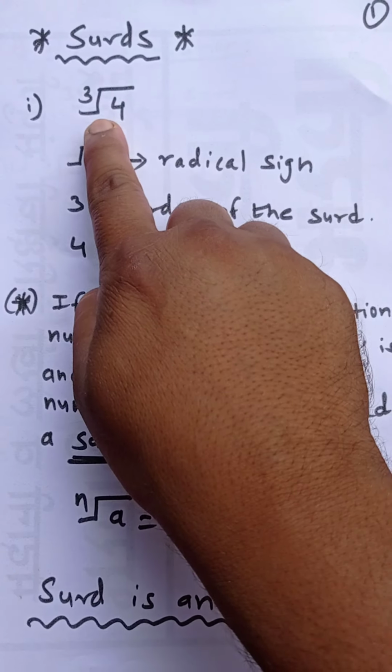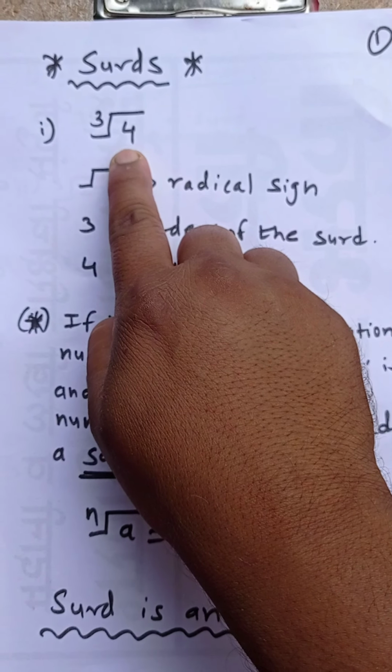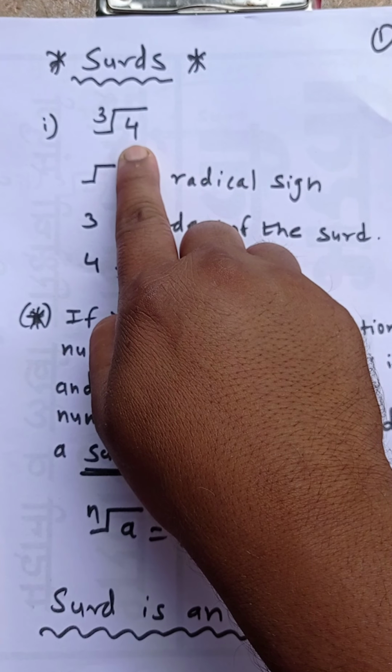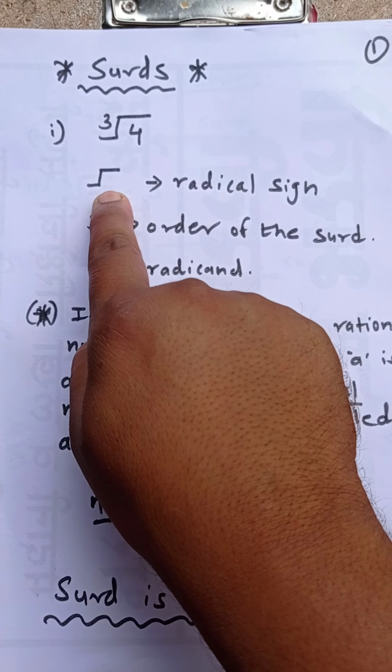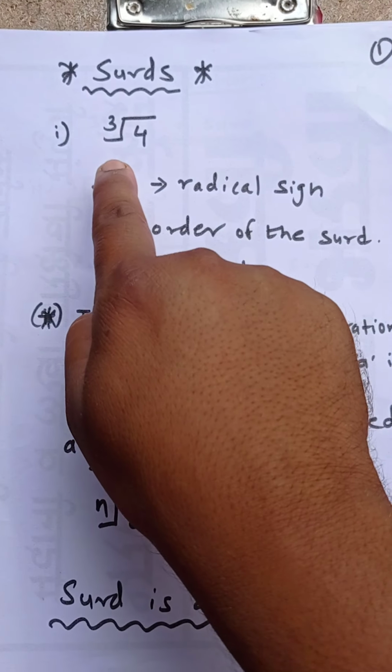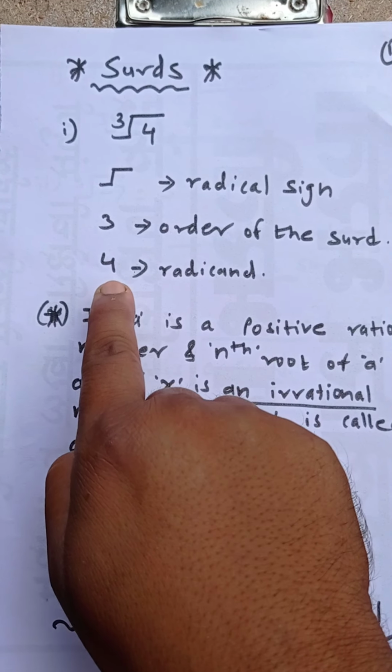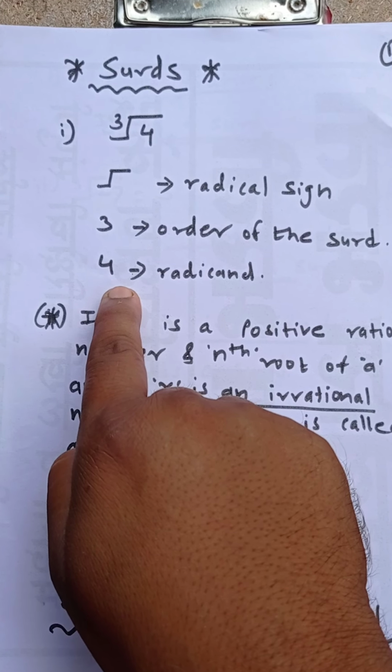In this example, this is the cube root of 4. It means the third root of 4 is written. In this example, this sign means the radical sign. We call it the radical sign. 3 is the order of the surd. 4 is called the radicand of the surd.